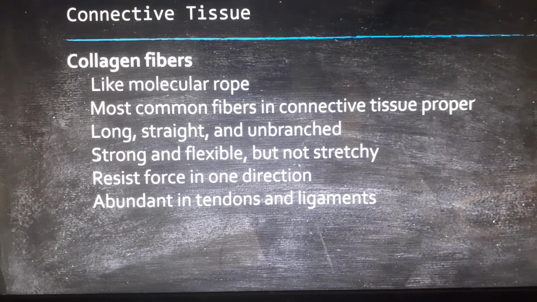Collagen fibers are like molecular rope. They are the most common kind of fiber we find in connective tissue proper. They are long, straight, and unbranched, twisted, strong and flexible, but they do not stretch. And their big thing is they can resist force in a single direction. So we're going to use them to create connective tissues that need to resist force in one direction, like a tendon or a ligament.